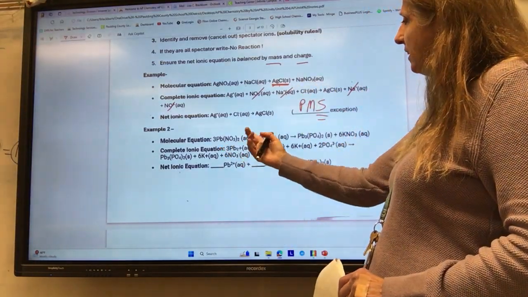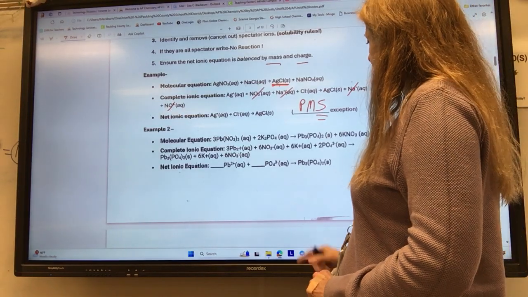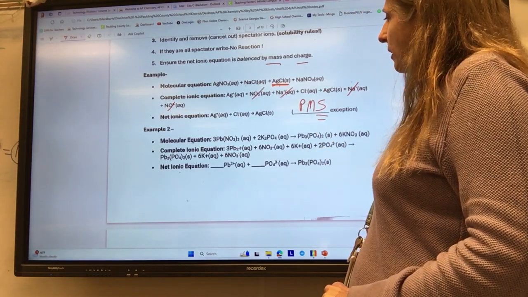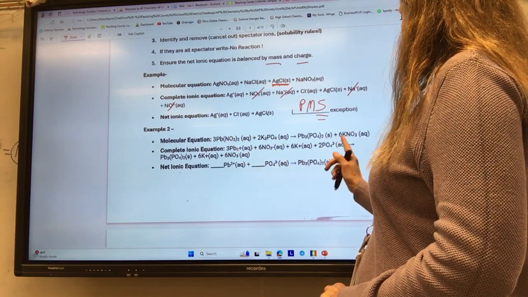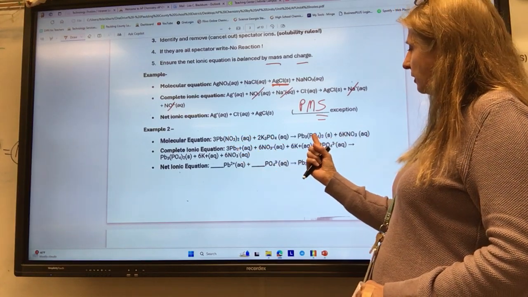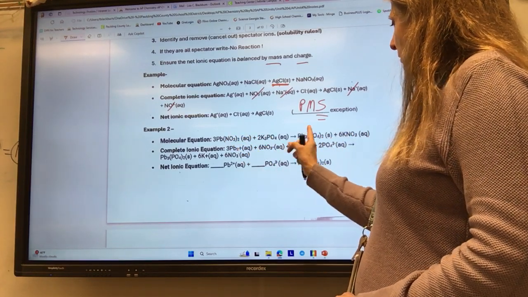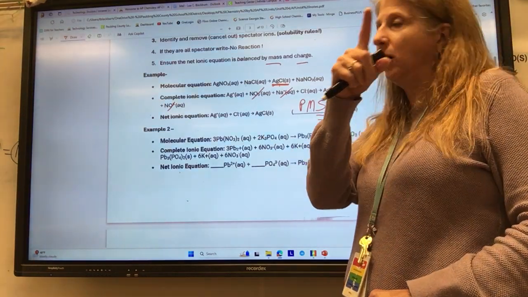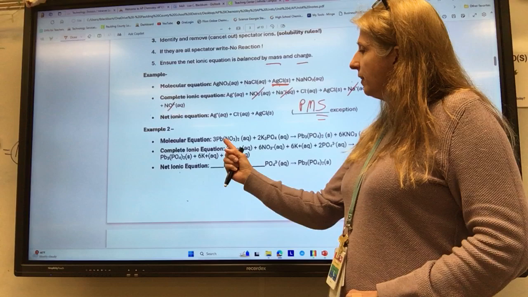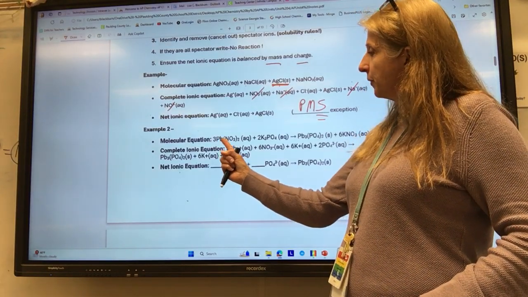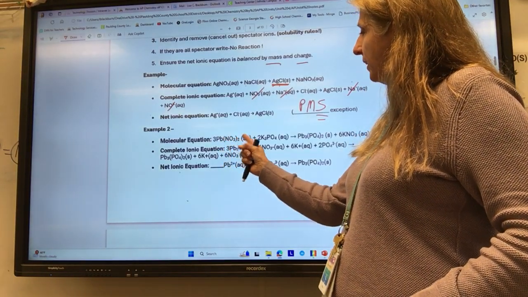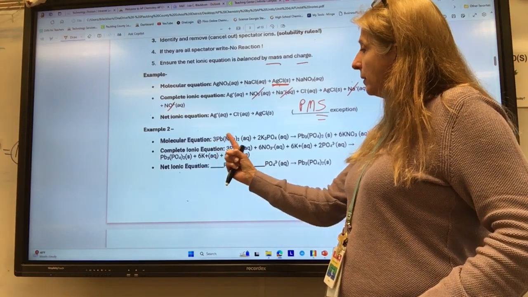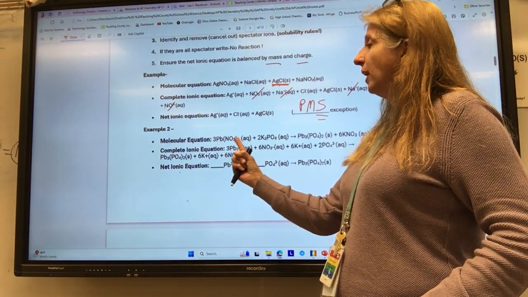Here I have lead nitrate, potassium phosphate, lead phosphate, potassium nitrate. So I look to see what's actually doing something that it's going to be written as that. Everything else breaks into ions. So this is the tricky part, everybody watch. When this breaks up, 3 Pb(NO3)2, taken twice, it's going to break into one lead ion, but it's going to break into two nitrate ions.